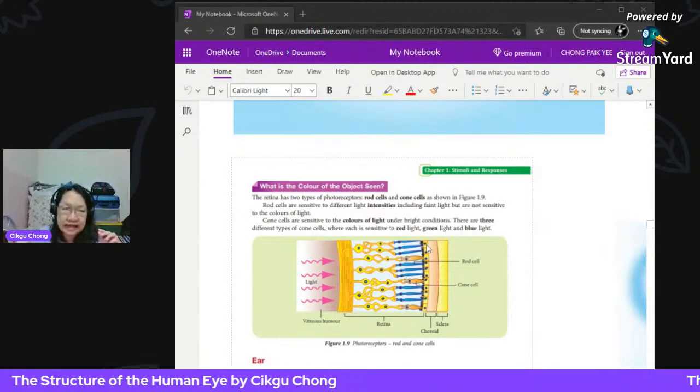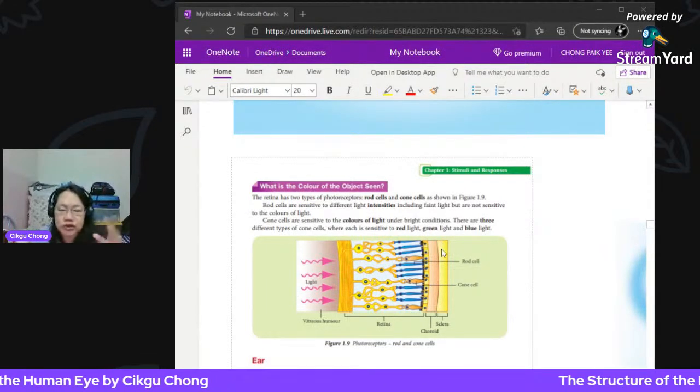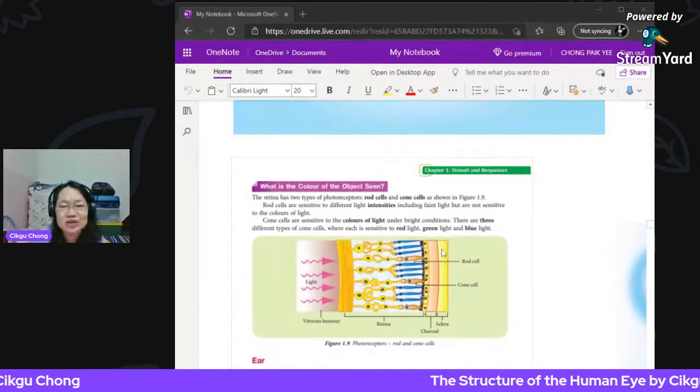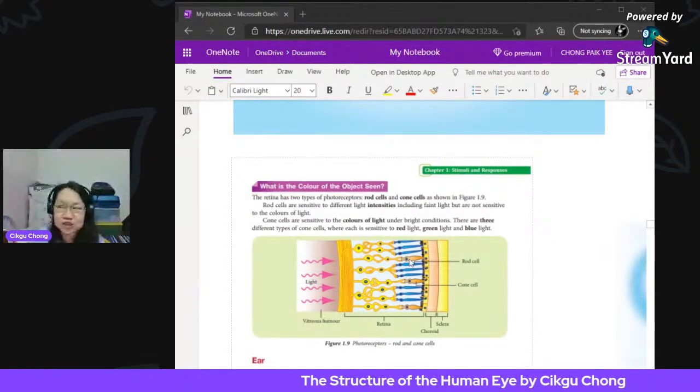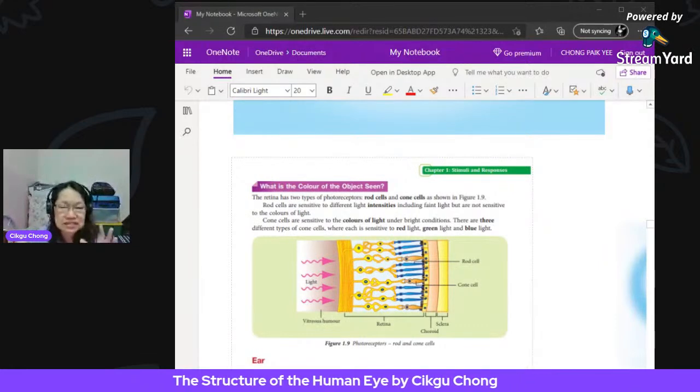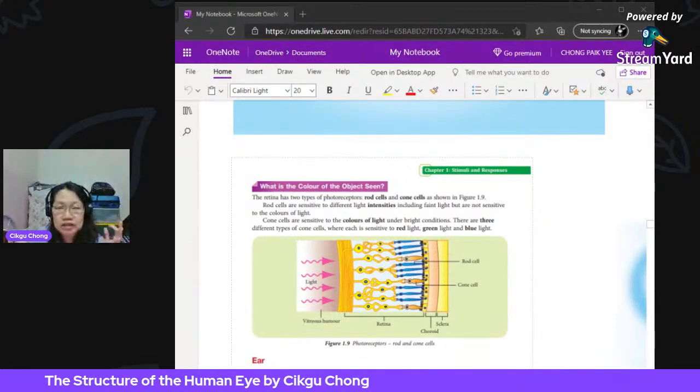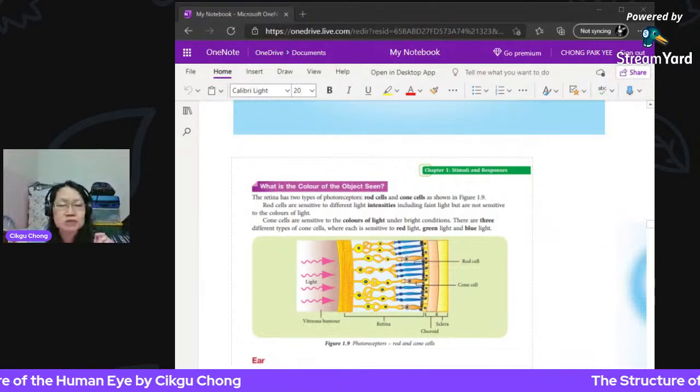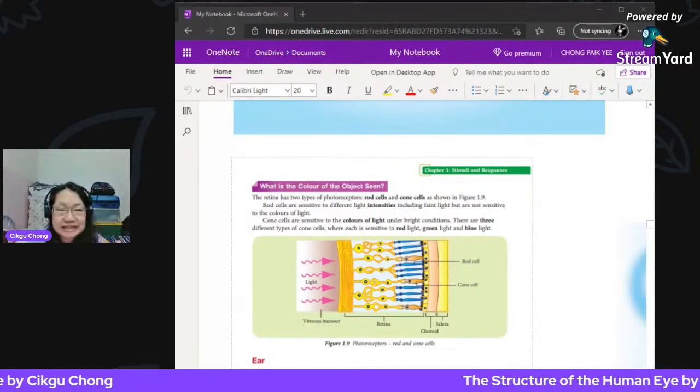Don't forget about the colors that you learned in your art class. This is actually the basic color in cosmic science. The basic colors are red, green, and blue. RGB, just remember RGB, not RBT. All right, RGB. Right, okay.